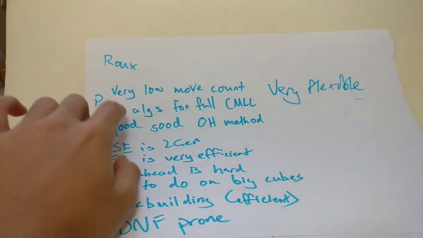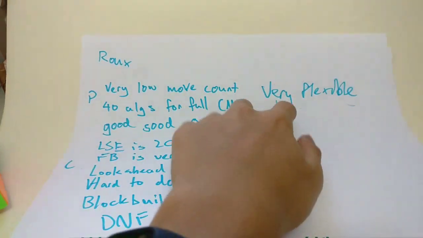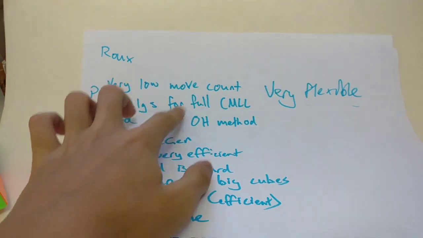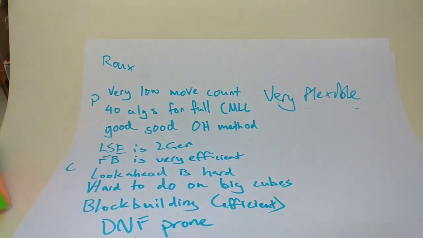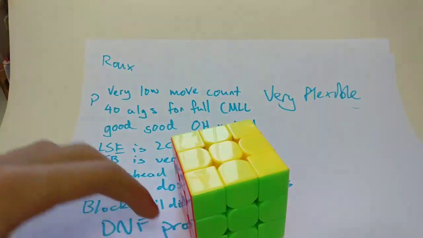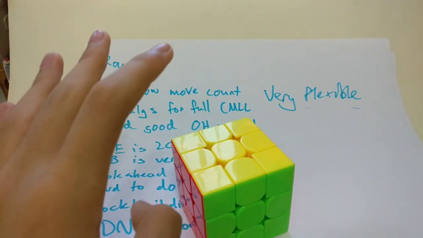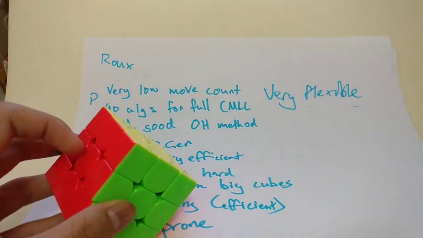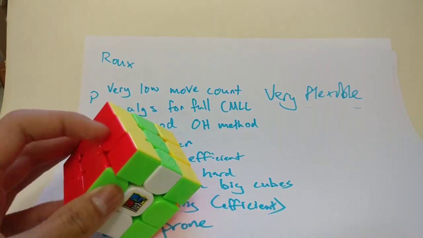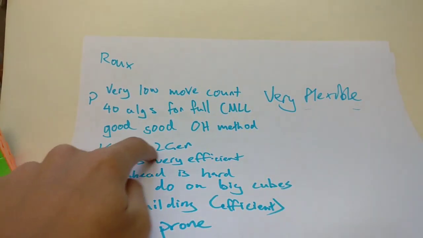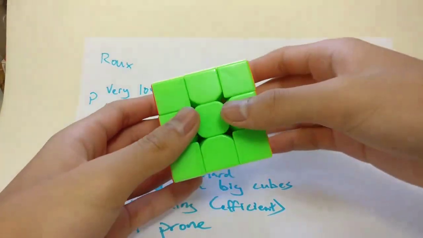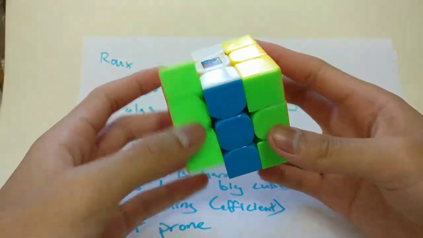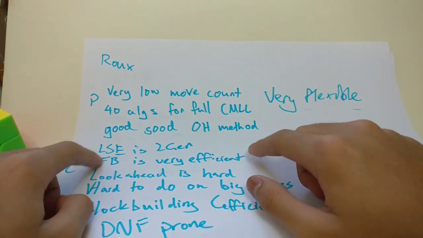So next we have Roux, which is a very low move count, and it's also very flexible as well. So there are around 40 different algorithms that you need to learn for full CMLL, which is like solving the top corners in one algorithm. And then it's also a good OH method as well, because you can use a table. And LSE, which is last 6 edges, is 2-gen, so you can use M and U and it would work. And first block is also very efficient.